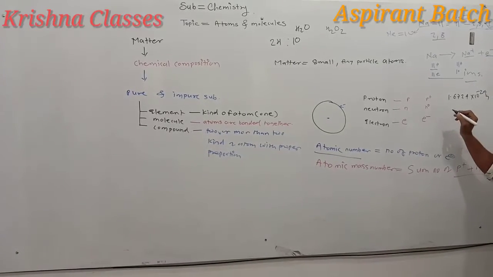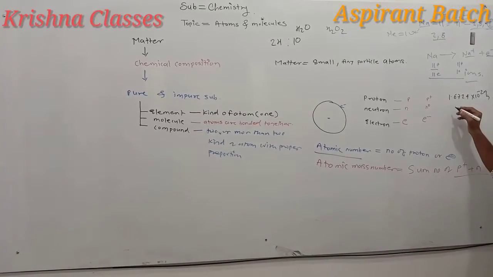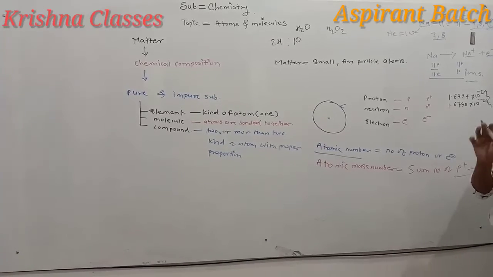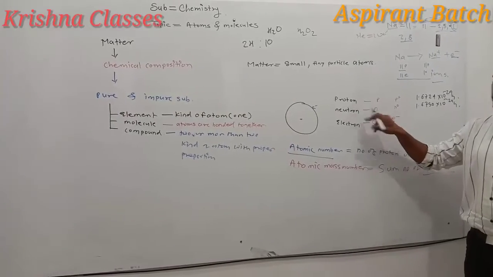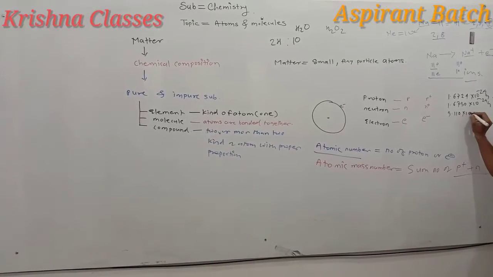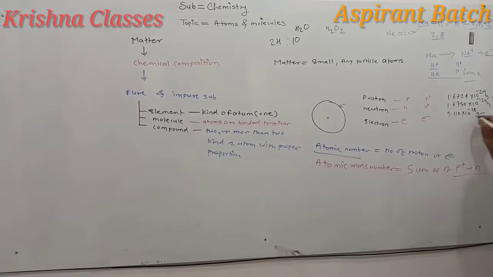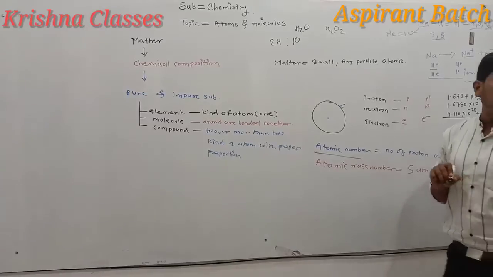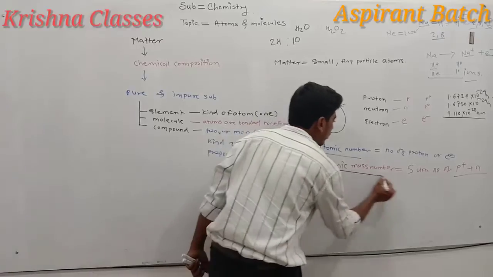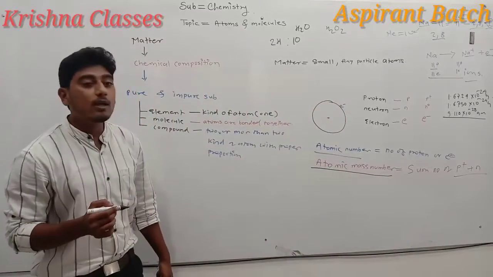And the weight of the neutron is 1.6750 into 10 raised to the power minus 24 gram. And the electron is the smallest particle. The weight of the electron is negligible as compared to the neutron and proton. It has 9.110 into 10 to the power minus 28 gram, a very negligible mass as compared to the proton and neutron. So here we call the atomic mass number the number of protons plus neutrons.